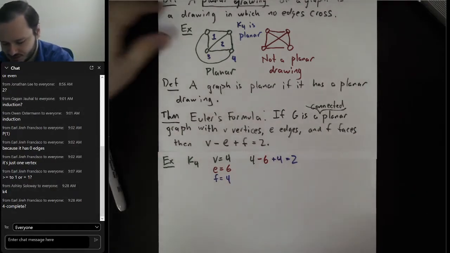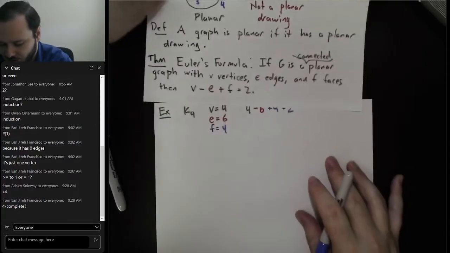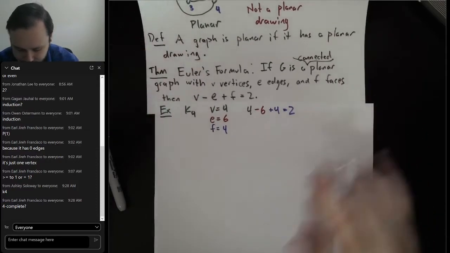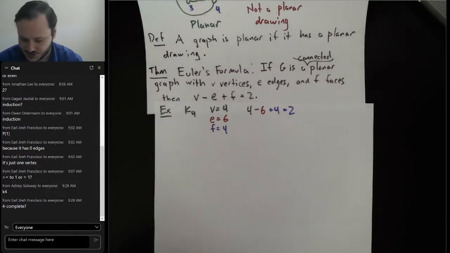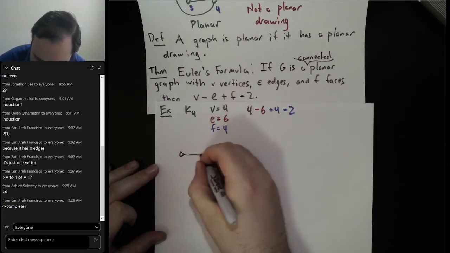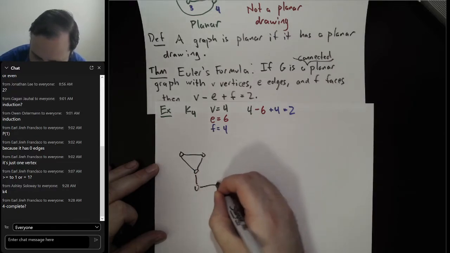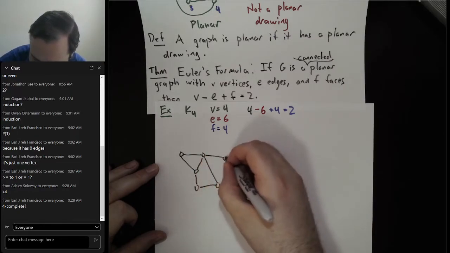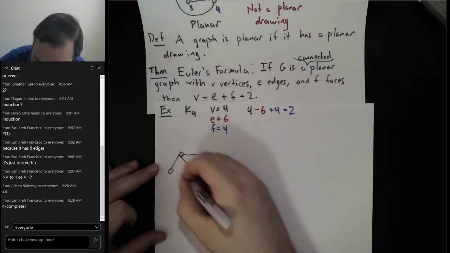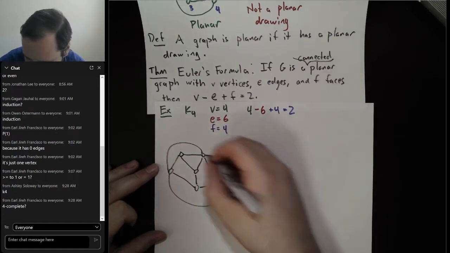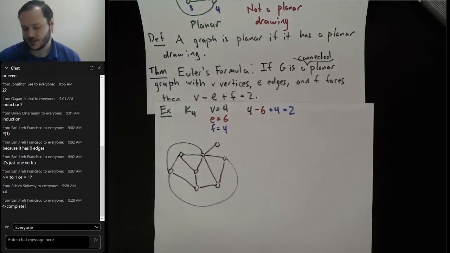Okay, and you can do this with any planar graph you like. Just start drawing vertices and edges. You're allowed to have cycles, that's fine. Just make sure your edges don't overlap. And make sure you are indeed connected. Okay, do that. And let's count everything up.